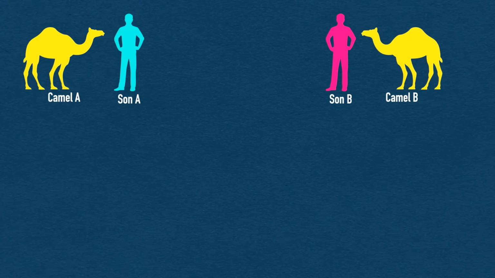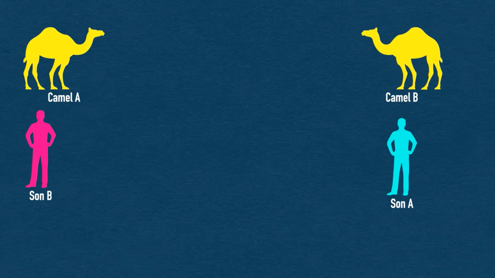The wise man tells them to switch camels. Let's check how this will work. Each son owns a camel. Let's call them Camel A and Camel B. If Camel A is slower, son A gets the fortune. If Camel B is slower, son B gets the fortune. Neither of the sons wants to enter the city first because they won't get the fortune.